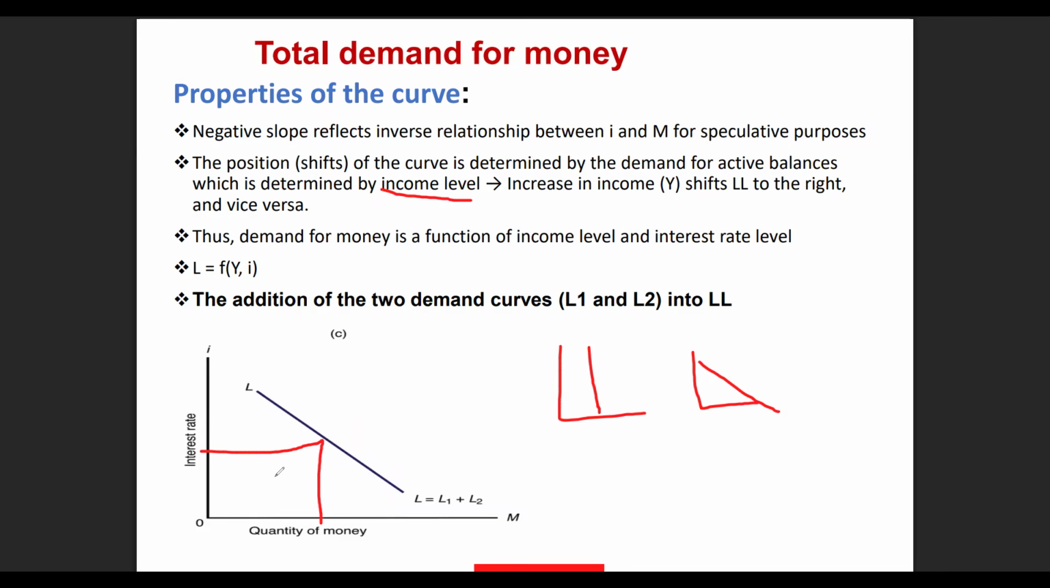And then the second relationship is just shown by an increase in interest rate, which will cause a decrease in quantity of money, or a decrease in interest rates, which will be shown by an increase in the quantity of money. Right. So this one would illustrate the second relationship, which is for the speculative motive.